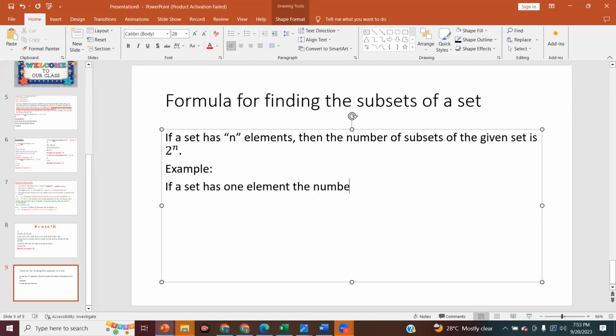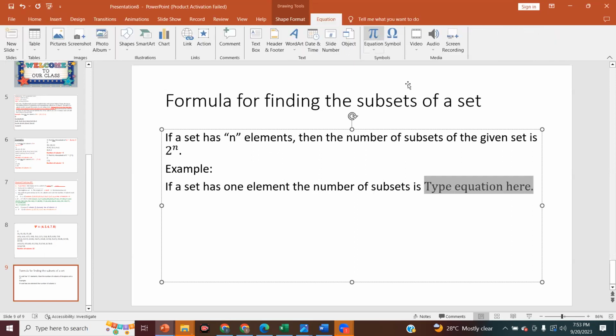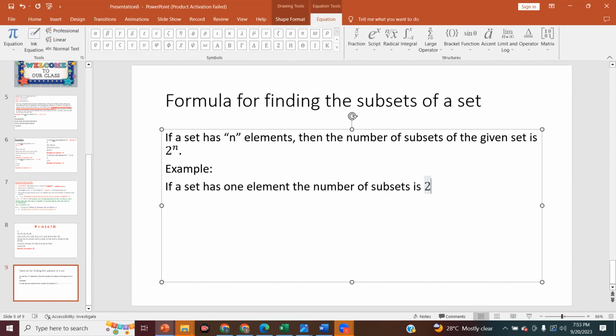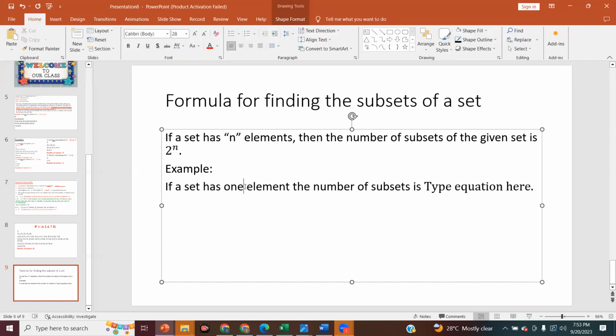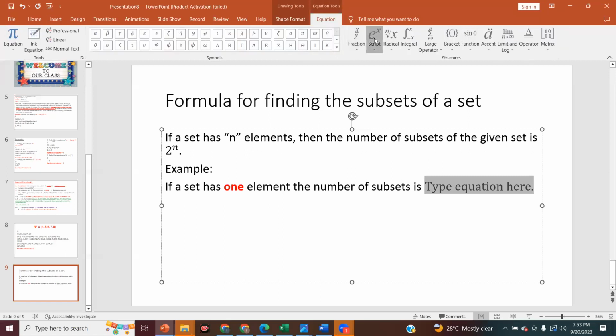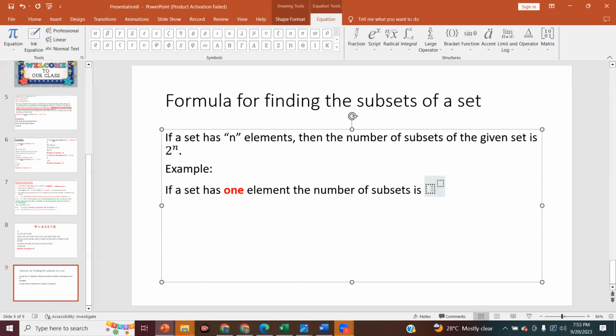the number of subsets is going to be what? 2 to the power of what? 1. So it has 1 element. So the number of subsets is going to be 2 to the power of 1, which is what? 2.